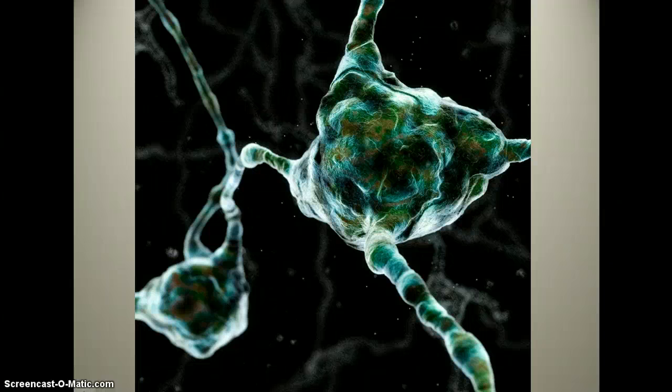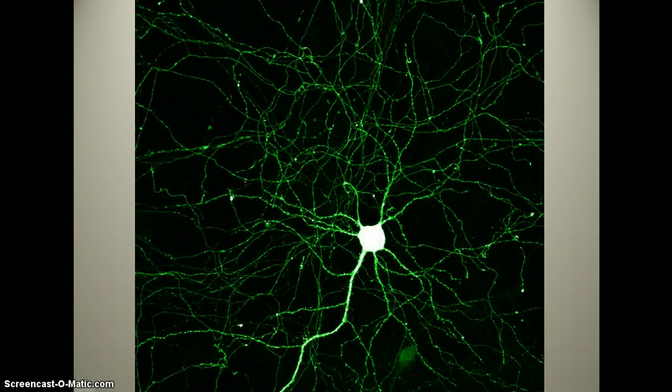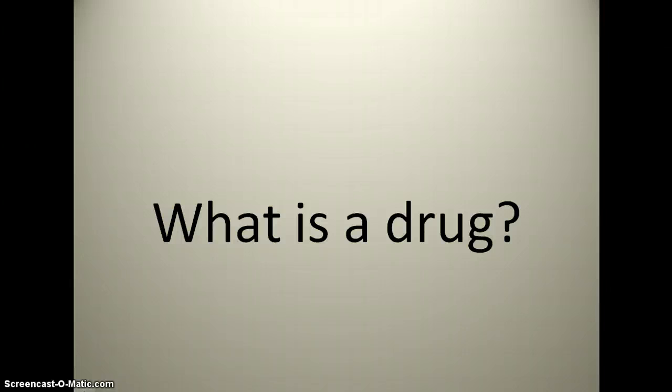Okay, so for this screencast, we're going to start to talk about how drugs work in the body, or pharmacokinetics and pharmacodynamics. So, how drugs move through the body, what drugs do to the body. So, here again, we start at the neuron and we look at different views of the neuron. Where drugs typically work is in the synapse. But what is a drug?